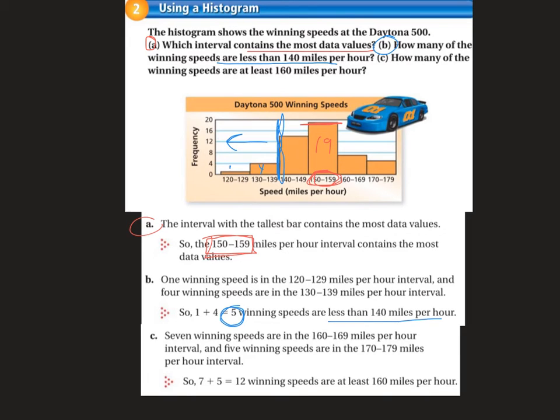You just got to know how to look at this. And our last question here, how many of the winning speeds are at least 160 miles an hour? So 160 or higher is all right here. Here's 160 going this way. You can see we got about 7 right there, and we have 5 right here. And so we add those together, we get 12. So 12 altogether. So that's how we use this to tell what's going on with our data.